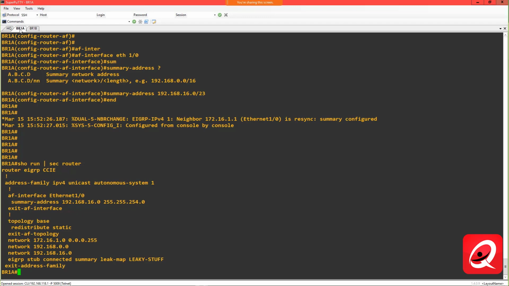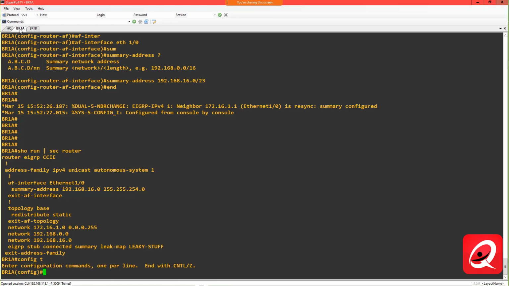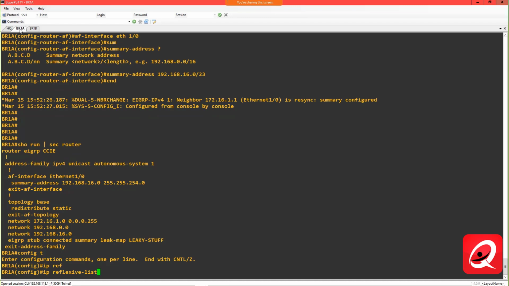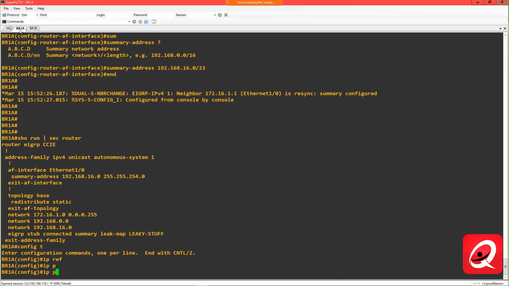So, my goal in this particular case is to leak out the 18 route as an exception to the rule, because it's not a connected route. It's not a summary route. It's actually a route that's being done through redistribution. So what I have to do is a couple of things I can do. I can either create an access list or I can create a prefix list. We typically deal with prefix lists.